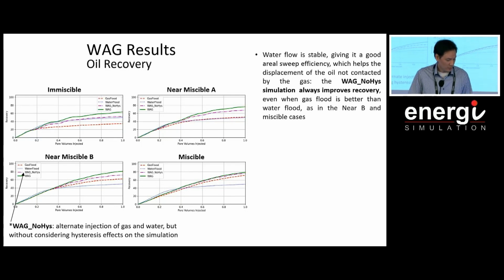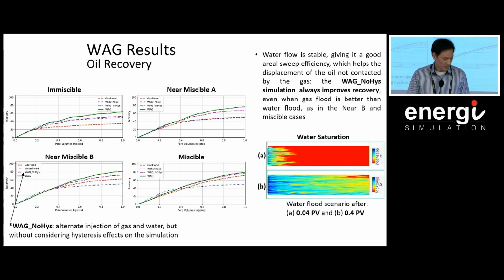So the first thing to point out in here is that because our water flow is stable, you have a pretty good areal sweep in our model. And that's the opposite of what's happening in the gas. So they are both complementary, and you can see that in all cases the WAG injection with and without hysteresis is not somewhere between the gas and the water recovery. It's actually better than all of those, even when the gas actually has a higher recovery than in the model.